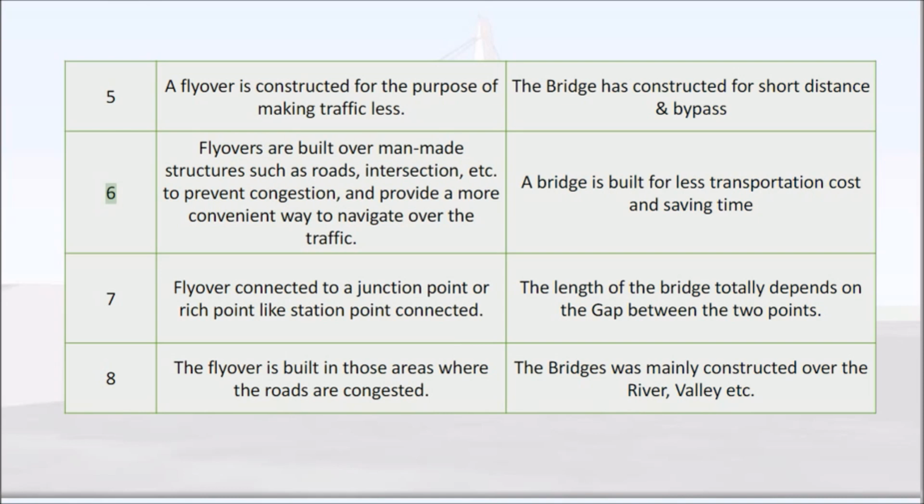6. Flyovers are built over man-made structures such as roads, intersections, etc. to prevent congestion and provide a more convenient way to navigate over the traffic. A bridge is built for less transportation cost and saving time. 7. A flyover is connected to a junction point or ridge point like a station point. The length of the bridge totally depends on the gap between the two points.